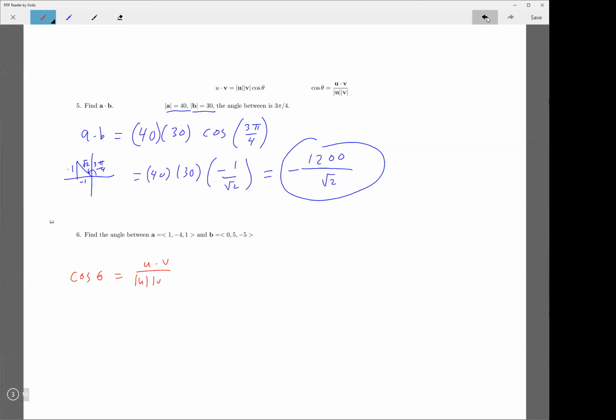Or, I guess I didn't need to write all that down. The angle is going to be the inverse cosine of A dot B over the magnitudes.